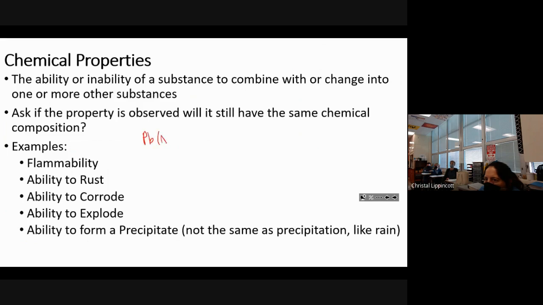PbNO3. That's lead nitrate. I'm going to take this out and put it in here. Does lead nitrate have the same toxicity to humans as normal lead? Yeah, I mean, it's got lead ions in it.